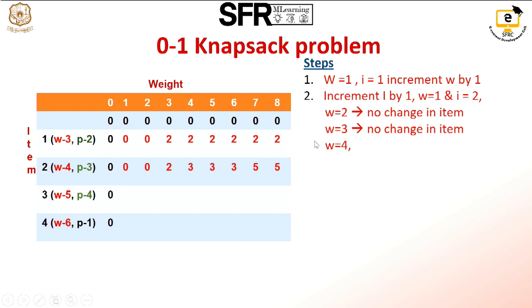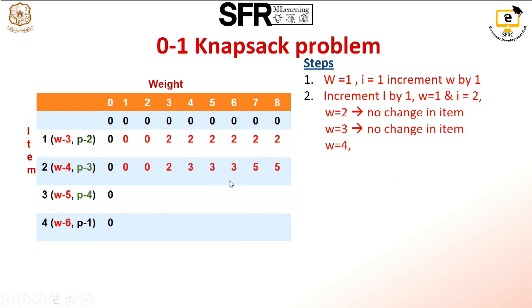Then increment the item by 1. Here W is equal to 1 and the item is equal to 2. So we have 2 items, 1 and 2, whose weights are 3 and 4 and values are 2 and 3. We can choose whether to insert them into the bag. First, when W is 1, we cannot insert any item. When W is 2, we cannot insert any item. When W is 3, we can insert the first item, for which we have already found the value 2.